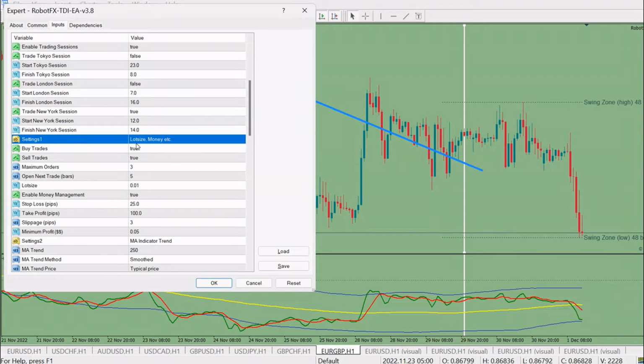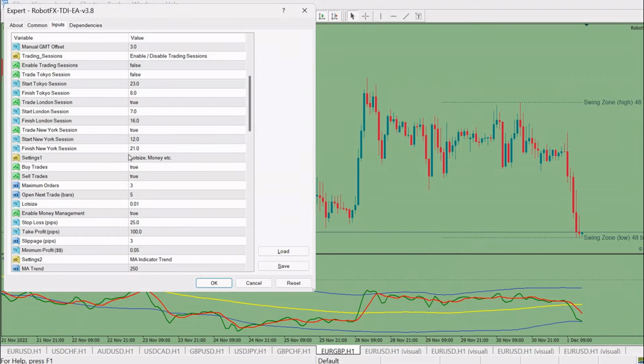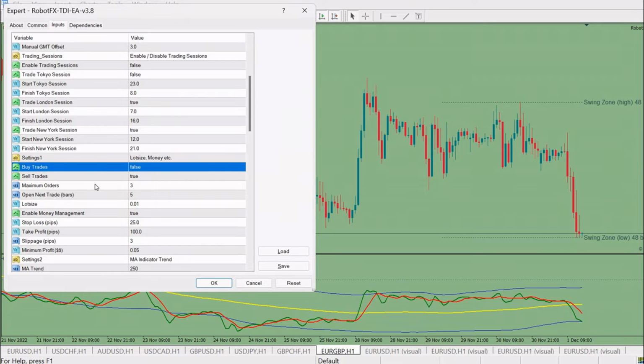Next we will focus on the lot size and money management. Okay, next in the settings we have the lot size management. There's the possibility to enable or disable the types of trades. So obviously if you don't want the expert advisor to open any buys, you will have to set buy trades to false and leave only sell trades to true. And with this setting, the expert advisor will ignore any buy signals.